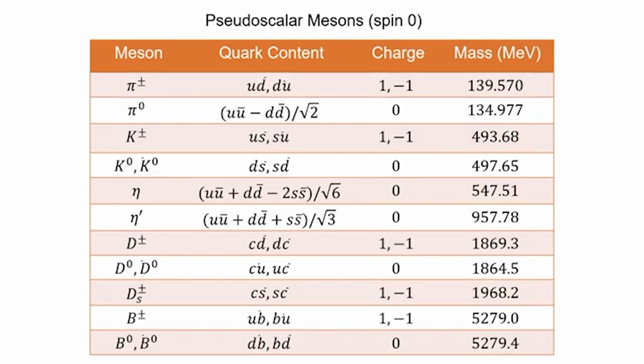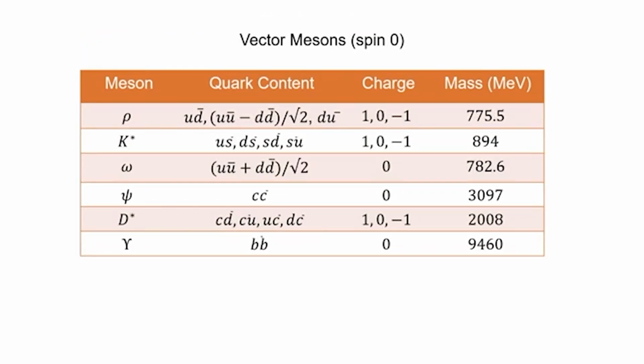Then there are pseudoscalar mesons, which are lighter or intermediate particles. So, we have the pi meson: pi plus, pi minus, pi 0. They are formed by the combination of quark and anti-quark, with a variety of charges and masses and so on. And the vector mesons, which are spin 0, are the rho, K star, omega, psi, D star and these gamma, and their quark content is shown.